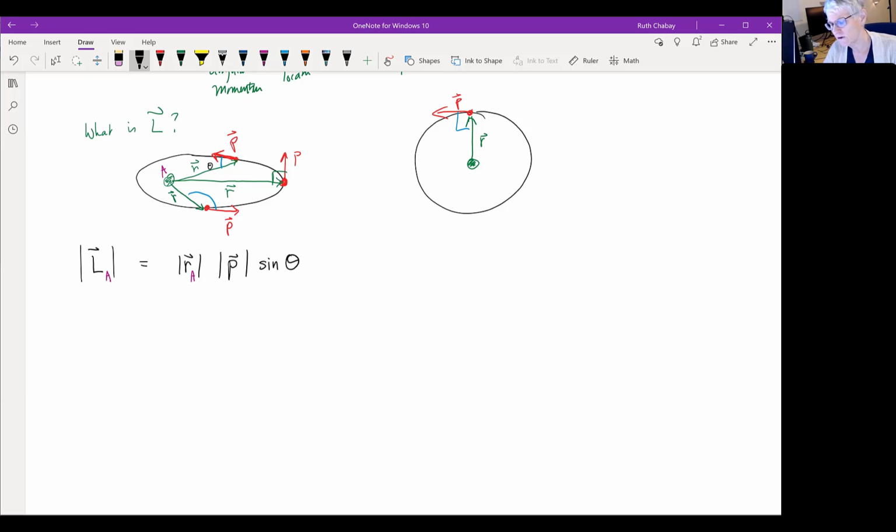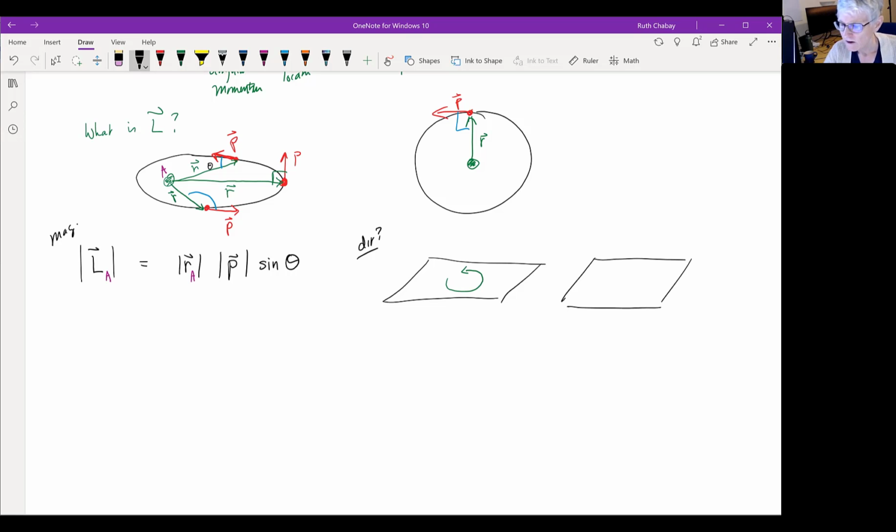But we also have to specify a direction. So this is a magnitude. But what about a direction? How do we specify the direction of the orbit? So we could have two different situations here. We could have an orbit that's going counterclockwise in this plane, or we could have an orbit that's going clockwise in this plane.